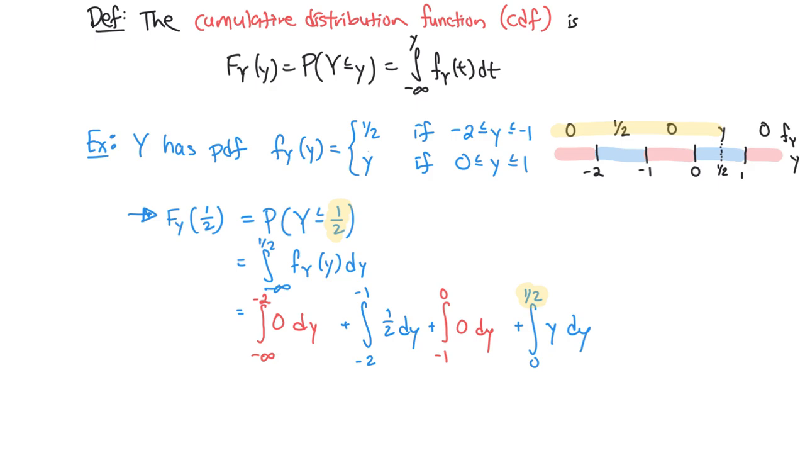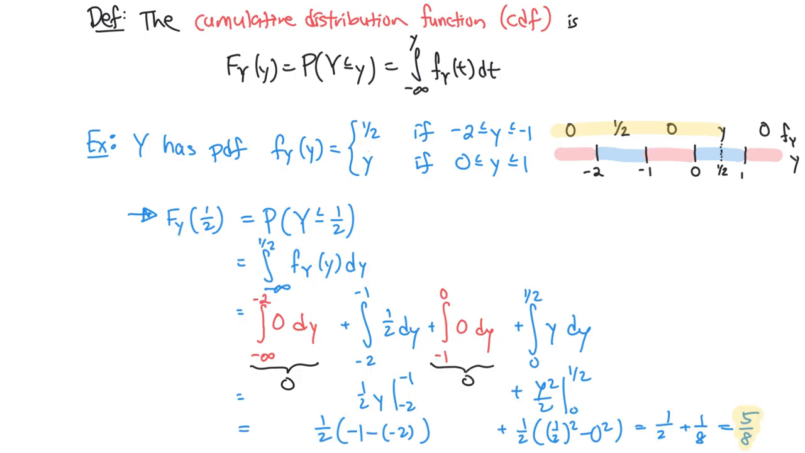Be careful about this. A common error is for students to find the right piece, in this case the 0 to 1, and to integrate over the entire region. Here we want to go to a half only. Integrating 0 gives me 0, so the red pieces drop out easily. And the blue pieces are standard polynomial integrals.